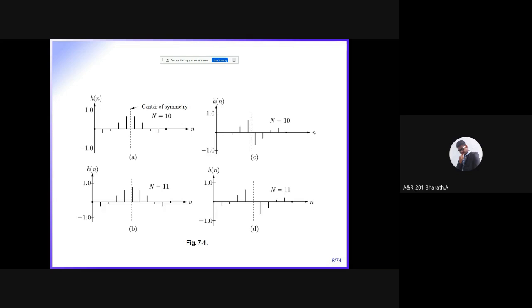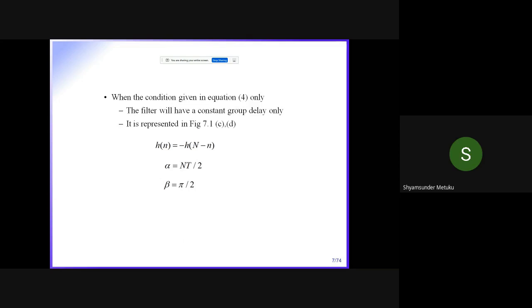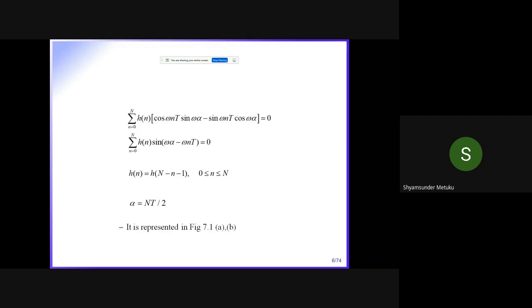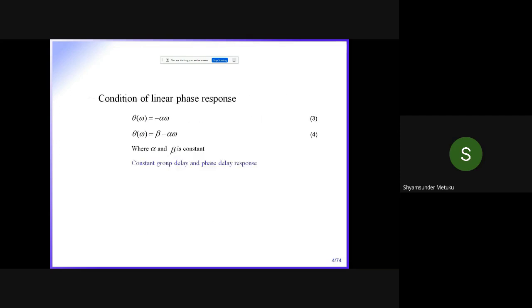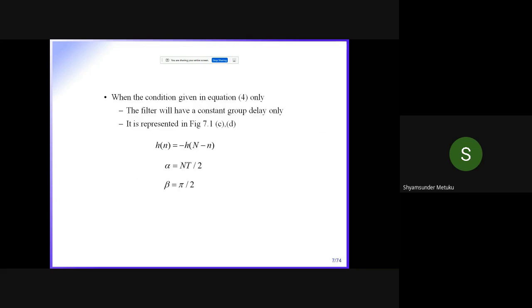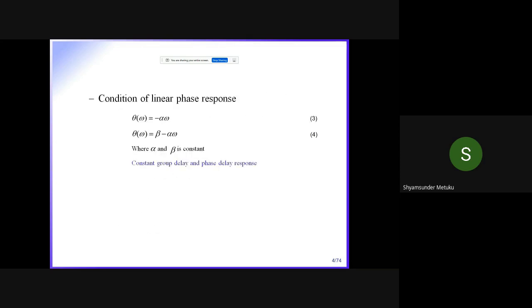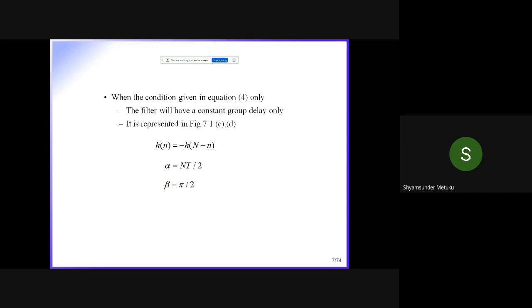Does the similarity happen only if alpha equals nt by 2, or else? No, that condition is there. It is given here: if h alpha of n equals nt. For C and D, when only the condition given in equation 4 holds, then you are going to get skew symmetry. It means when there is a line which is not crossing through the origin, you get a condition where h of n is equal to minus h of capital N minus n, which is skew symmetry. Okay?